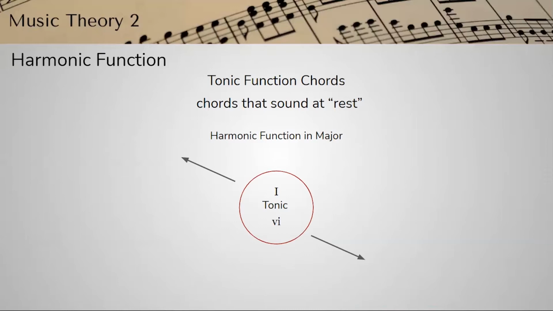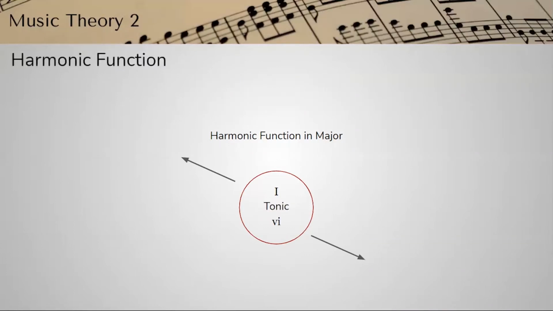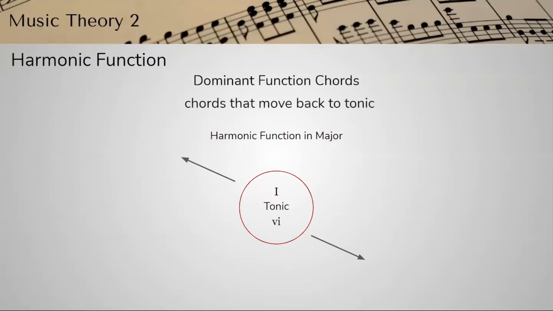Their job is to end progressions or maybe begin progressions, but sound like a place of rest. Okay? And now you can switch, any of these chords can be followed by any other chord of the same category. So you can have a chord progression that goes 1 to 6 or 6 to 1. That works too. Okay, let's talk about dominant function chords. And these are chords that move back to the tonic. Okay? And in a major key, primarily the most important one is the 5 chord.